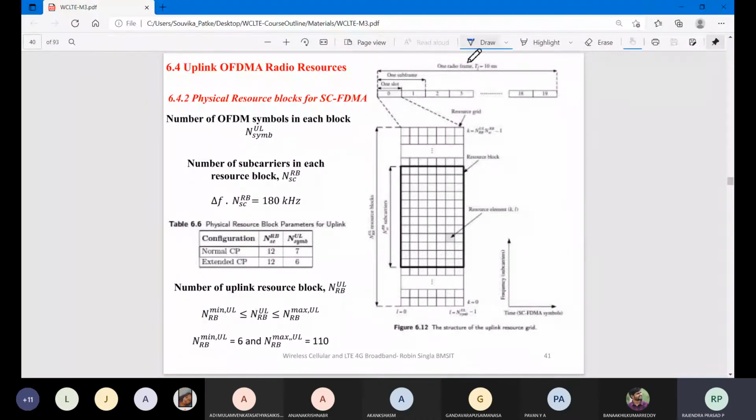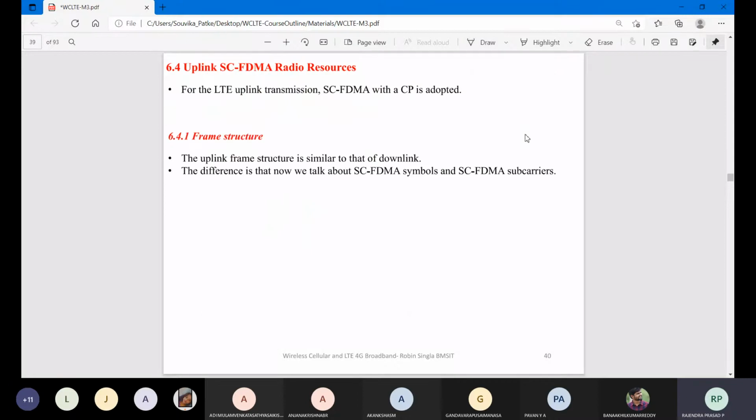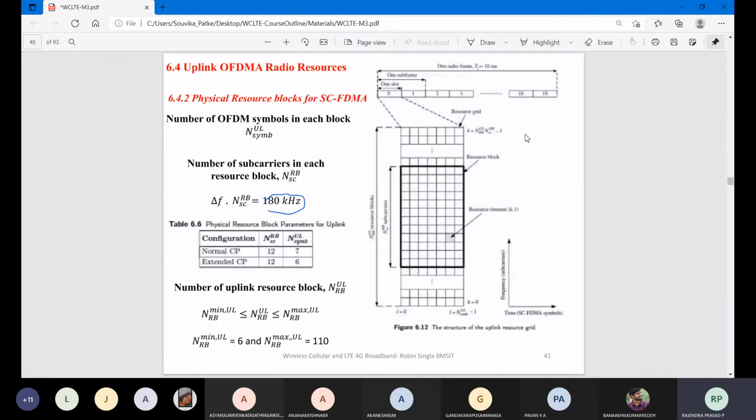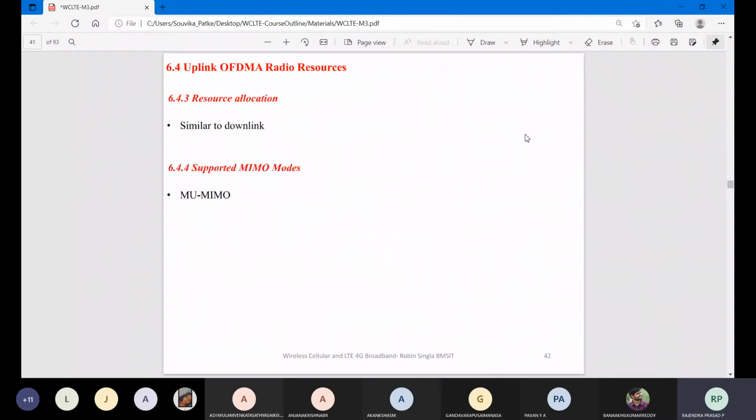Now the frequency of this will be 180 kilohertz, and the normal cyclic prefix will be 12 and the extended also will be 12. So you can see the grid size remains the same. They have not changed it. This is the one change which you can find between the OFDMA downlink part and the uplink part.